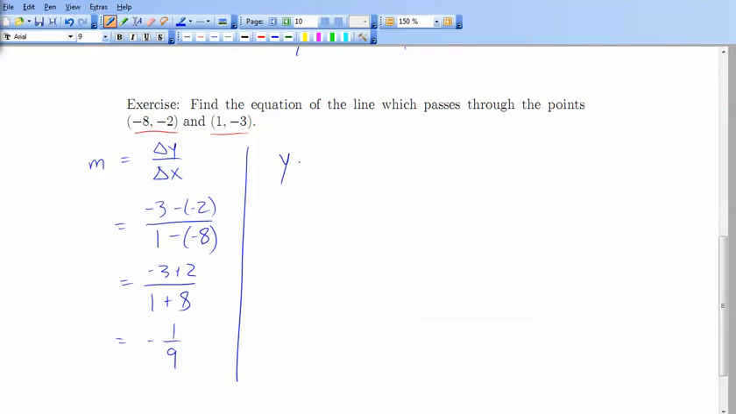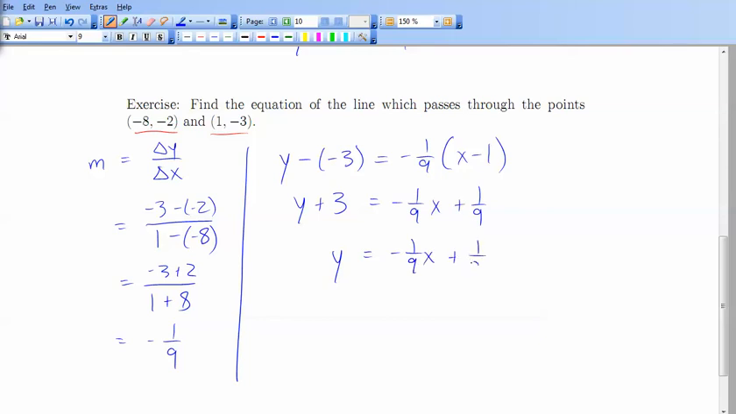So we have y minus, why don't I use that second point? So y minus -3 is equal to -1/9 times x minus 1. So I've got y plus 3, and I can distribute on the right hand side, -1/9 x plus 1/9. And then I just have some fractional arithmetic to do, because I need to subtract 3 from both sides.